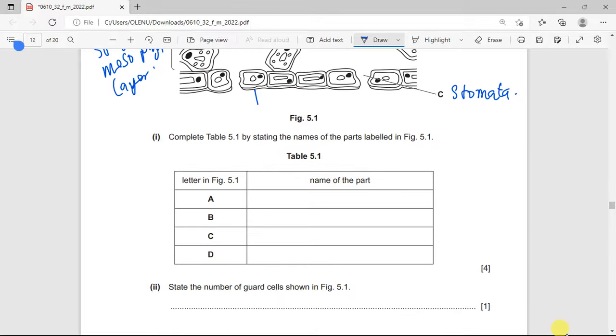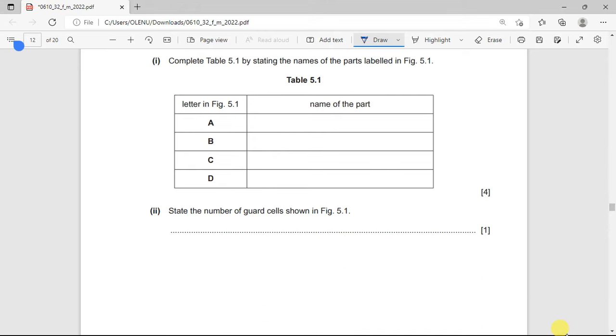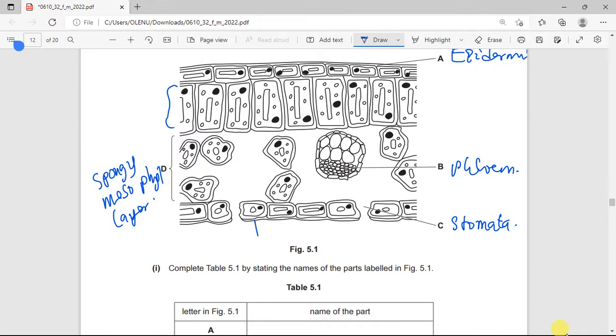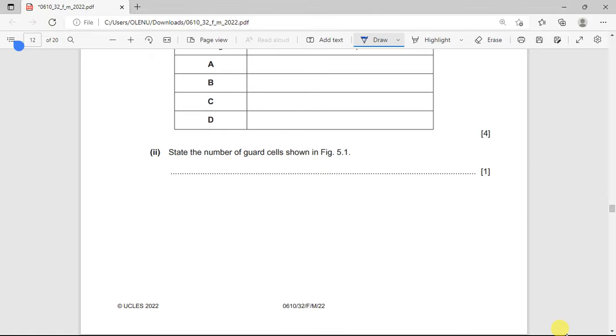So identify the part. We've done that. So you just need to fill this in. That's all. State the number of guard cells. So if you come back, these are guard cells. They control the opening and closing of the stomata. So we have 1, 2, 3, and 4 because there are 2 stomata here. So 4 guard cells.